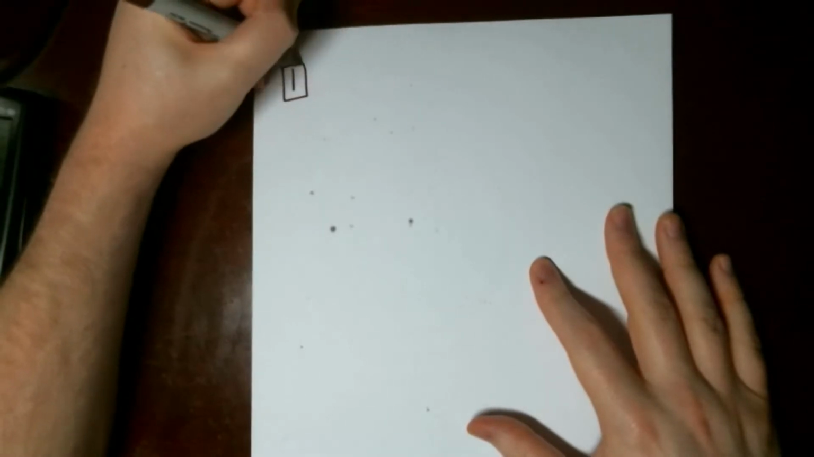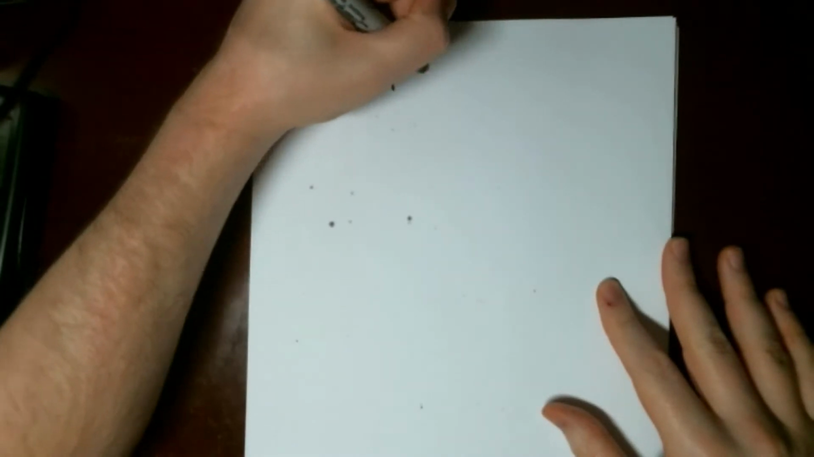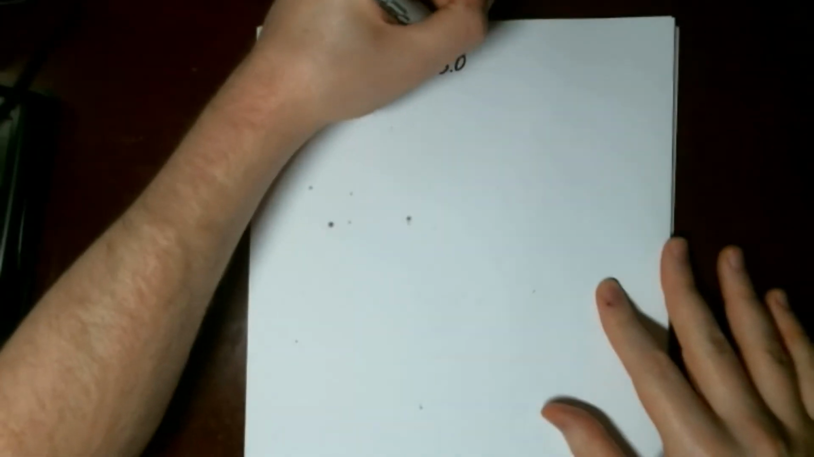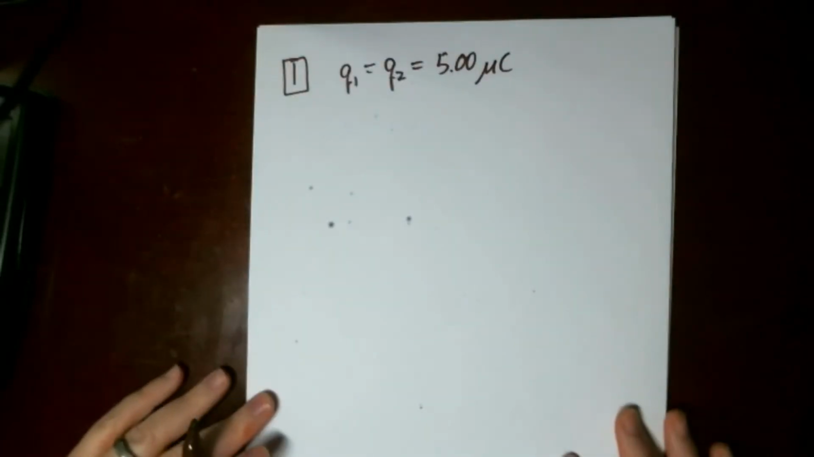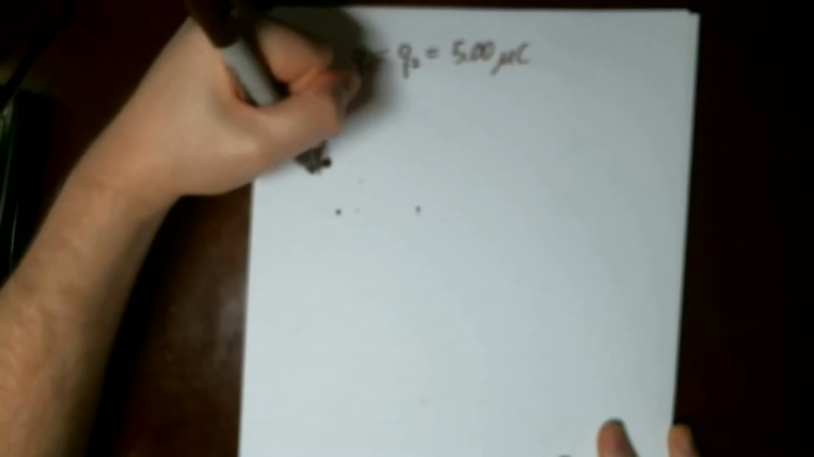Alright, here are the solutions to quiz 2 from July 8th. So number 1, we have a pair of charged particles that have equal charges of 5 microcoulombs. And they're separated by a distance of 6 meters. So let's draw that out.